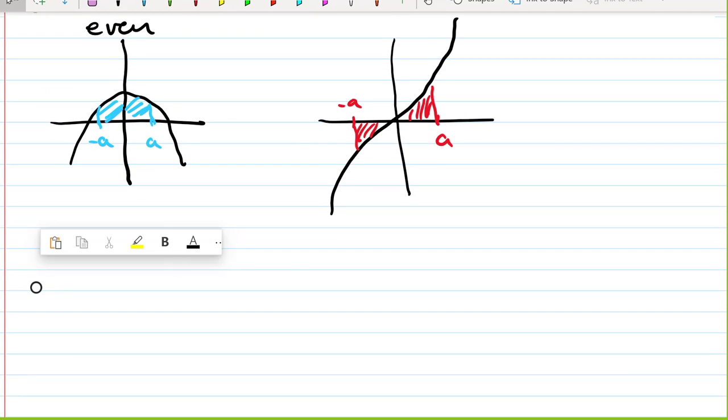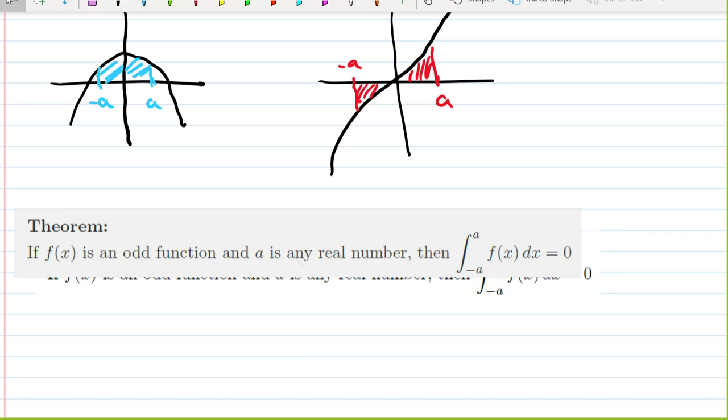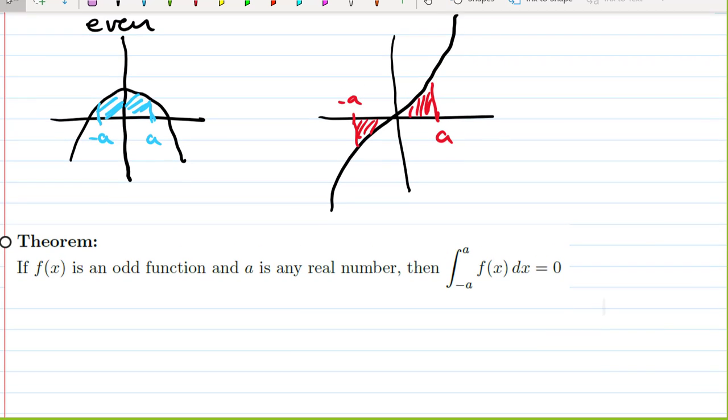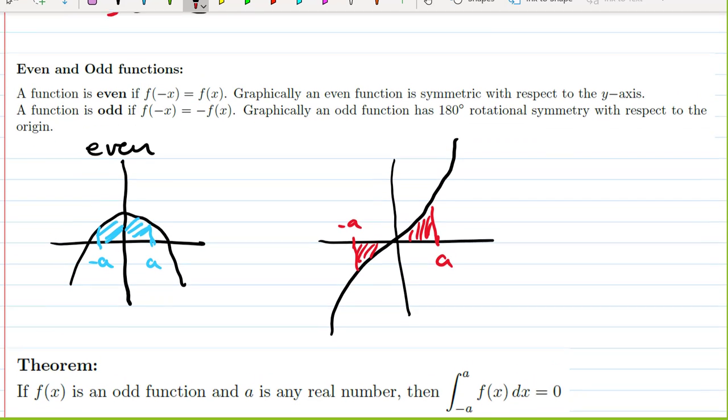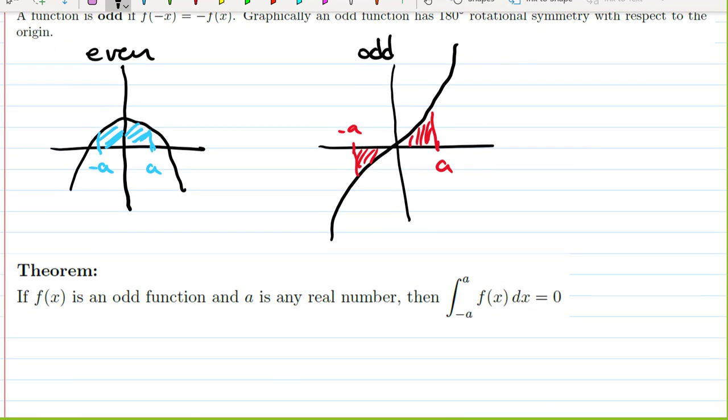then the integral from negative a to positive a of f of x has to be 0. Well, if we look at our picture here for our odd function, the area to the left of the y-axis in this picture would be negative, and the area to the right of the y-axis would be positive. And since they're equal, but one's positive and one's negative, when you add them up, you would get 0.